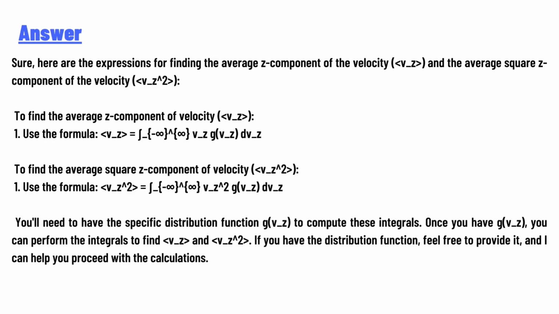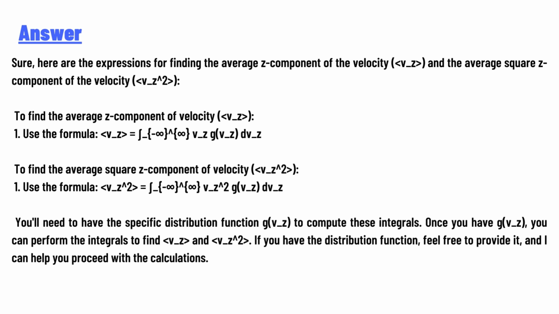The answer of the question is sure. Here are the expressions of finding the average z component of the velocity v_z and the average square z component of the velocity v_z raised to power 2. To find the average z component of velocity v_z, use the formula v_z is equal to. To find the average square component of velocity v_z raised to power 2, use the formula.